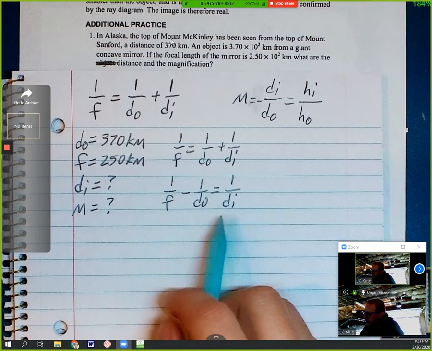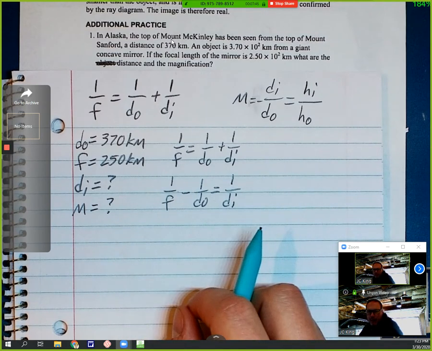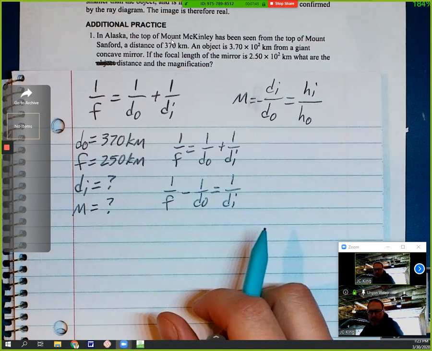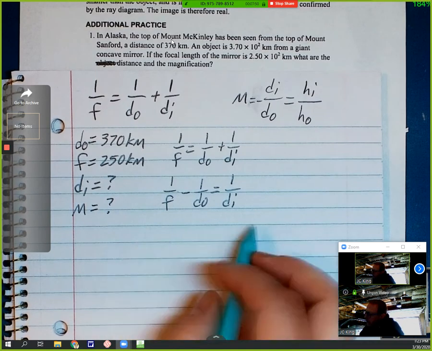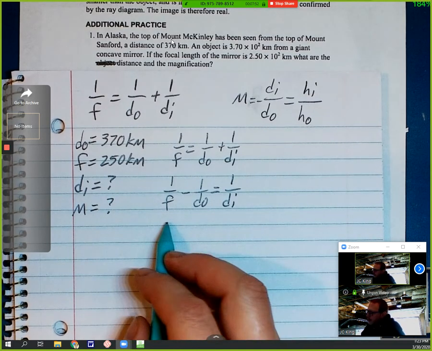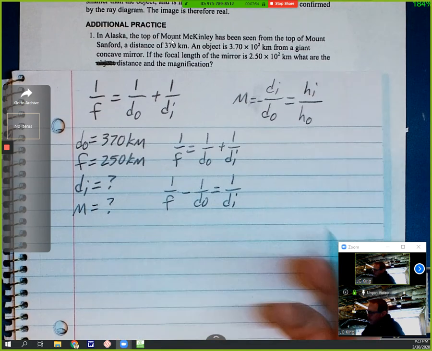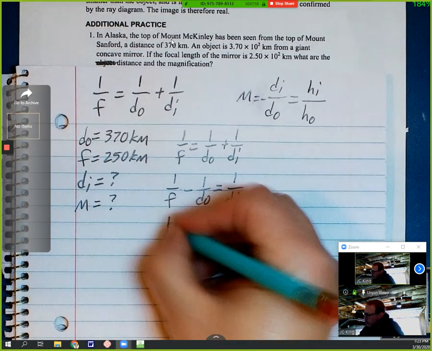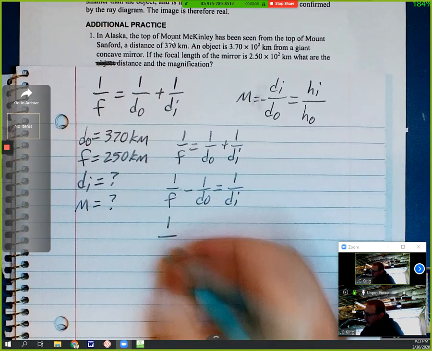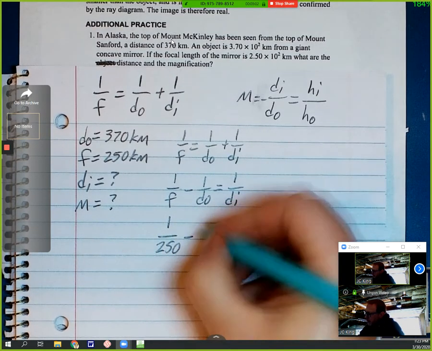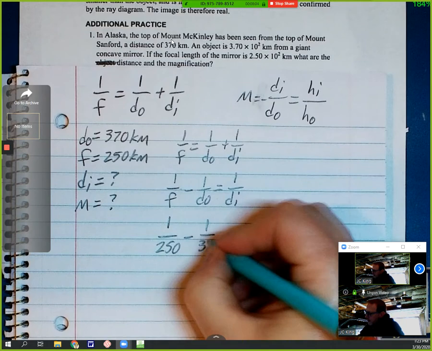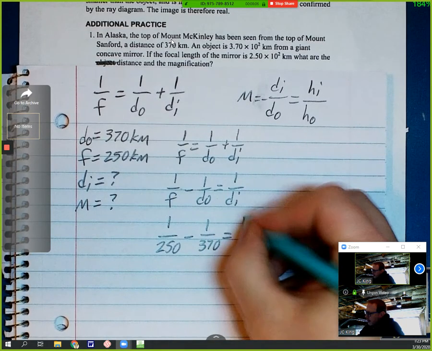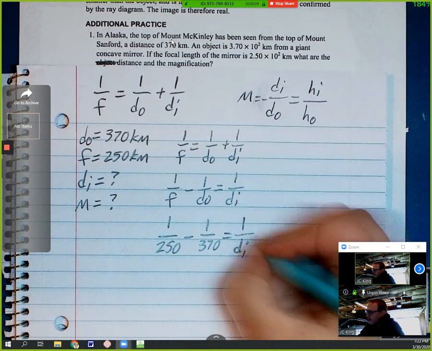Again, if I'm going too fast or if you've got a question, type it up in the chat or try and wave at me. At this point, I'm going to go ahead and plug in some numbers. And you hear my dog barking at nothing in the backyard. So I've got 1 over 250 minus 1 over 370 equals 1 over the distance of my image.